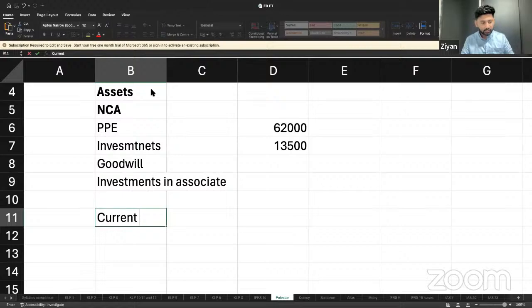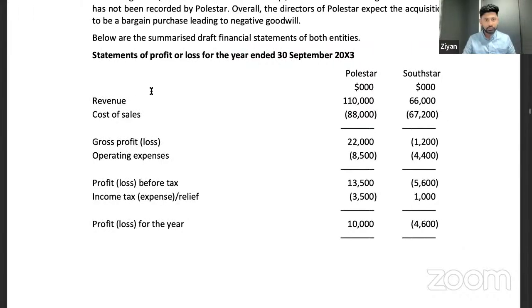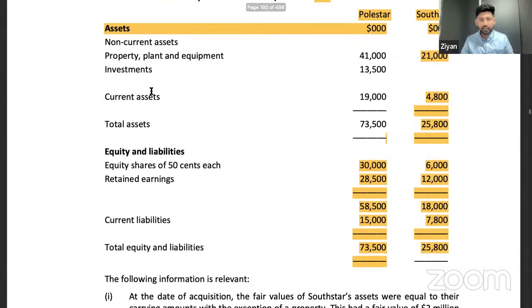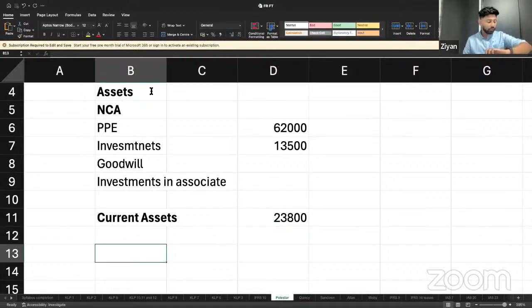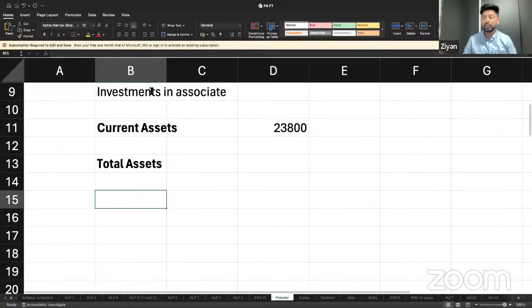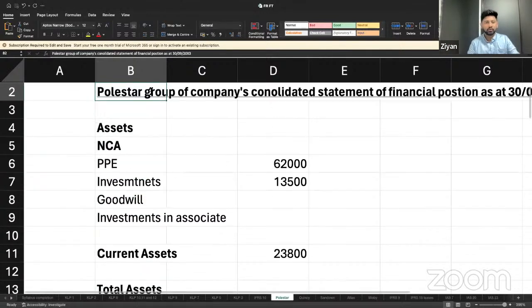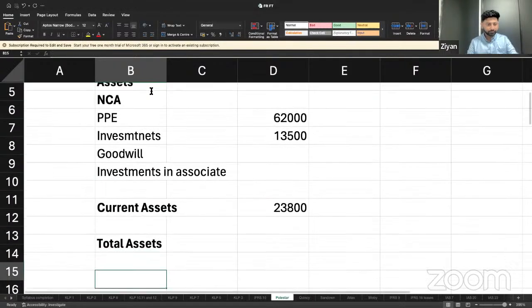And then I have current assets. Under current assets, what do I have? 19,000 and 4,800, so equals 19,000 plus 4,800. Clear? Therefore, I get my total assets over there. Everybody with me? Yes or no? Yes. Okay.